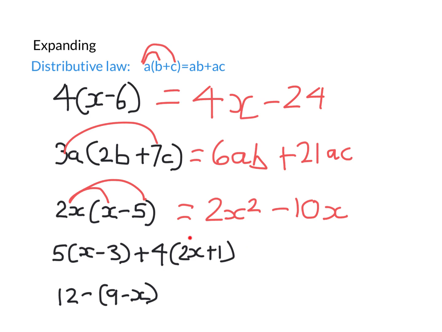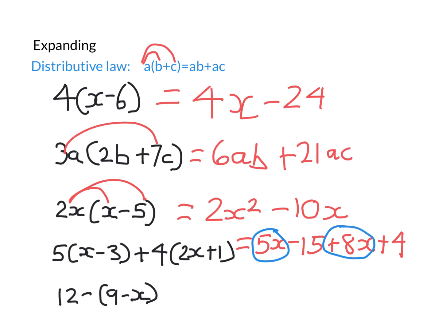Sometimes you'll need to expand and simplify. So if you get something like this, expand the first bracket, so 5 times x, 5 times negative 3. Then we're going to expand the second bracket, 4 times 2x, 4 times 1. Now this one can be simplified because these two are like terms.